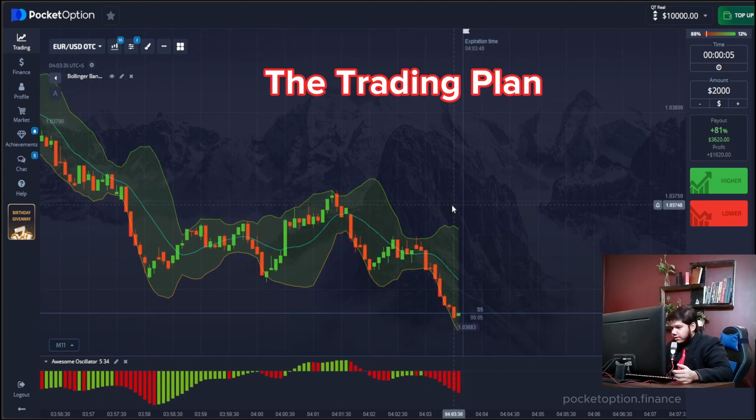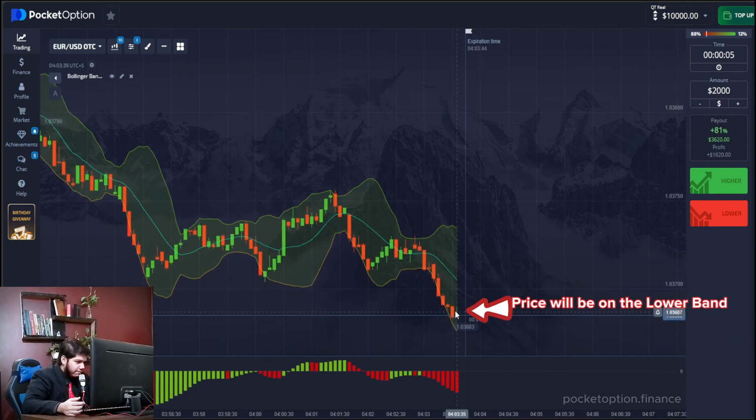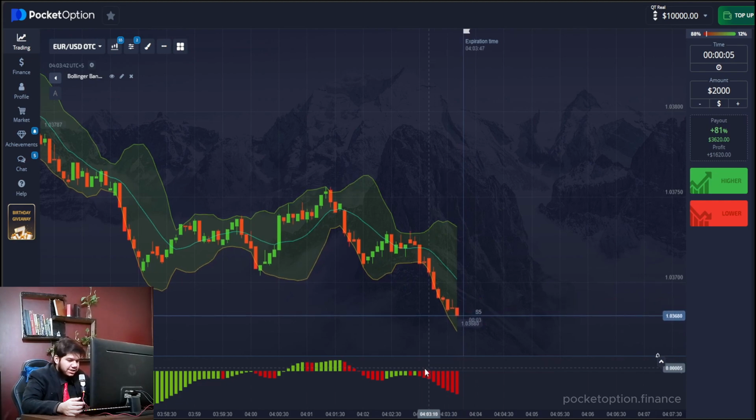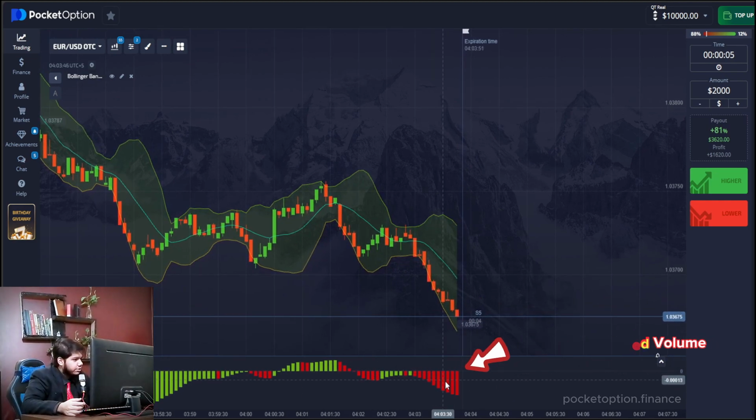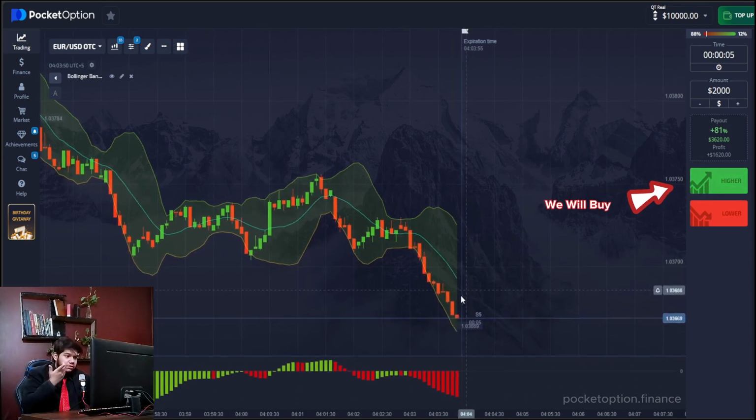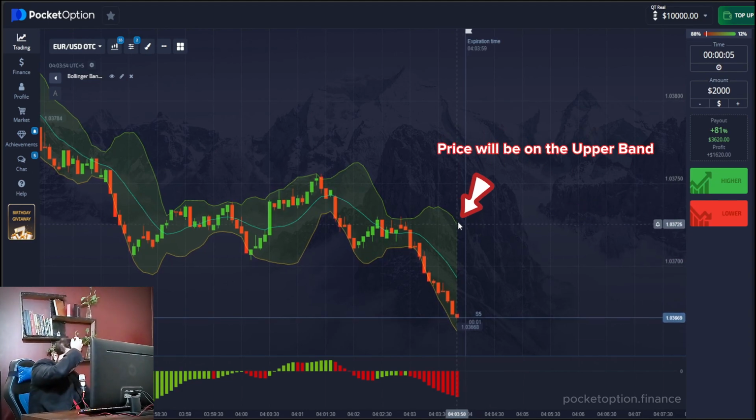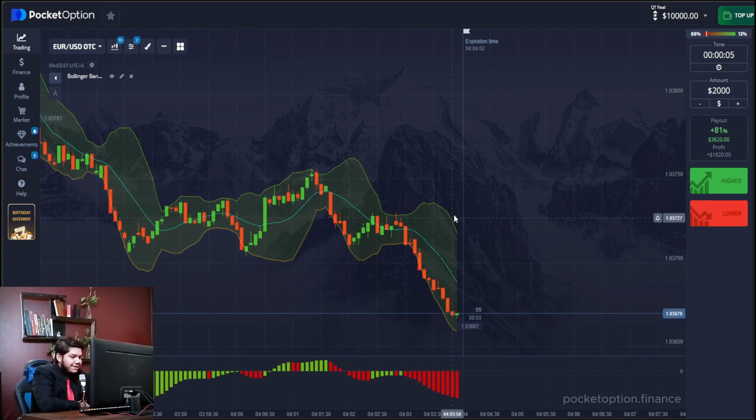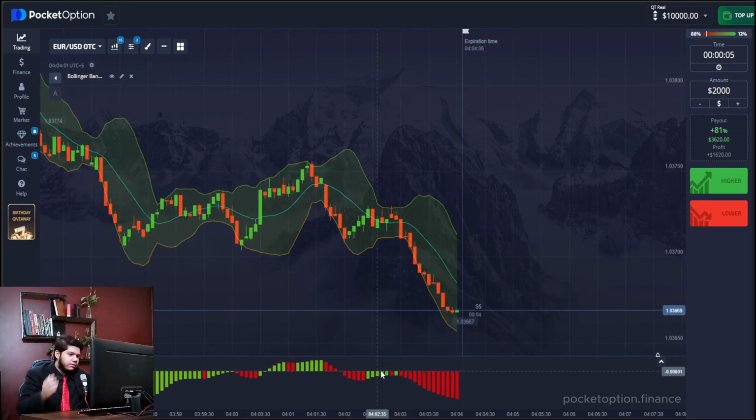So now let me tell you the purpose. Whenever the price hits the lower band right here where my arrow is and the oscillator shows the red volume, it means that now is a good time to buy the trade. And similarly, whenever the price hits the upper band like this and the oscillator shows the green volume like this, it means that now is a great time to sell the trade.